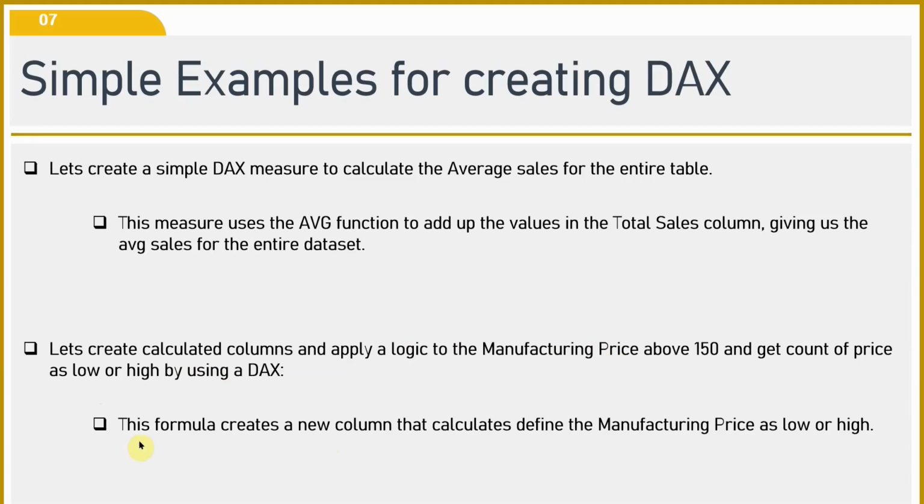Okay. So this formula creates a new column based on the logic. If the manufacturing price is above 150, it should give me a high manufacturing price. If it is less than 150, it should give me a low manufacturing price as a new column. Okay. Now let us go to the Power BI desktop and see how we can do that.